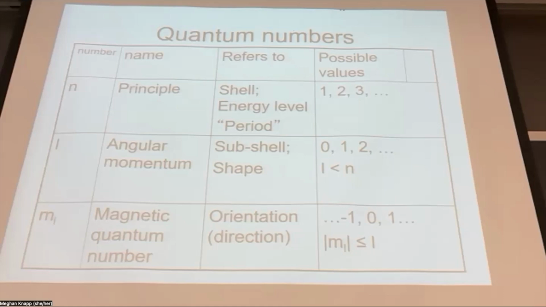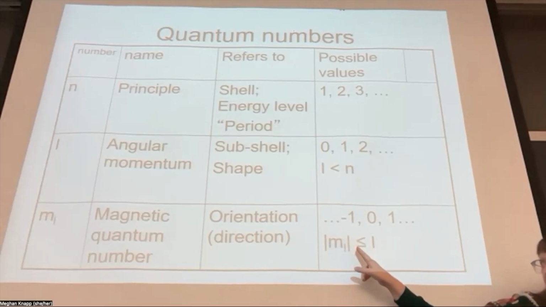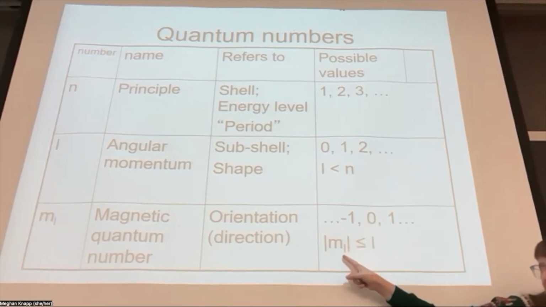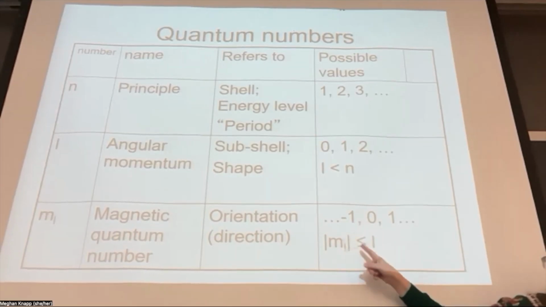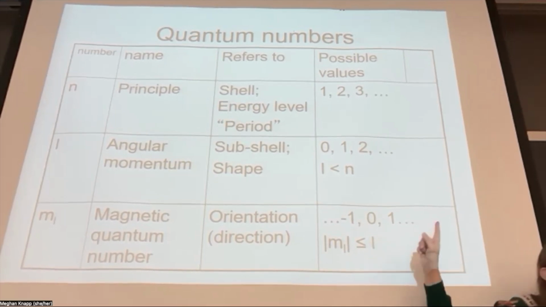M sub L is telling us which of the orbitals we're looking at. And that can be the same as L, the opposite of L, and all the integers in between. So the way of saying that is the absolute value. Remember from math class, this means the absolute value. The positive version of this number has to be less than whatever L is. So if L is 1, then it has to be 1, -1, or 0. But this here is an L, not a 1. So when you're writing this in your notes, it doesn't have to be less than 1. It has to be less than L.